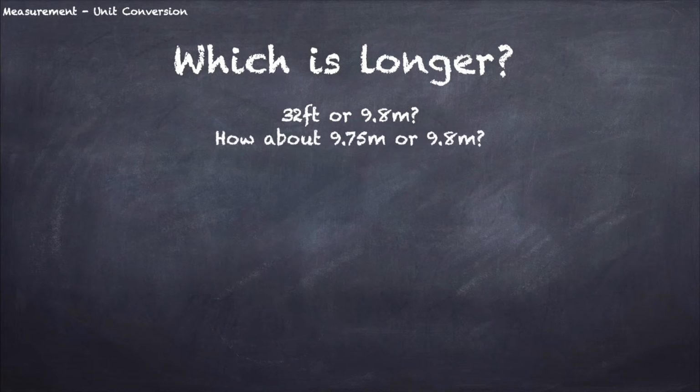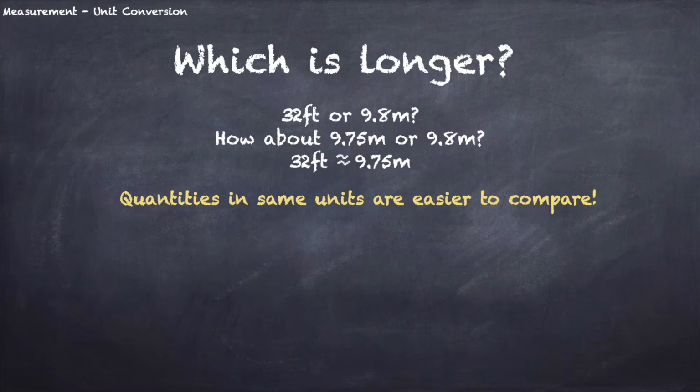How about 9.75 meters or 9.8 meters? You don't even need a second to answer this question. Of course, 9.8 meters is longer. Of course, 32 feet is about 9.75 meters. See why we will want to do a unit conversion?